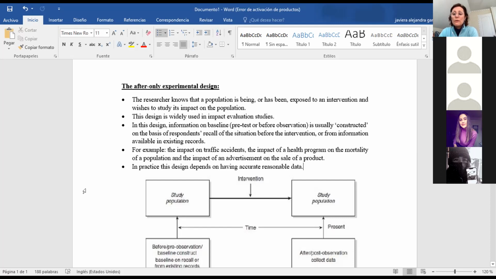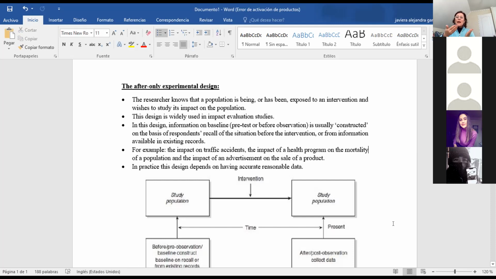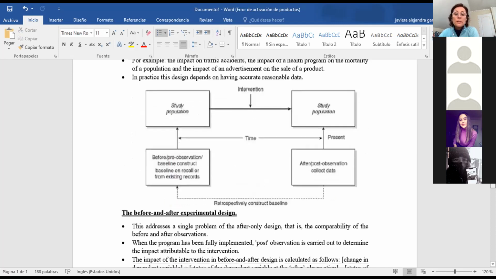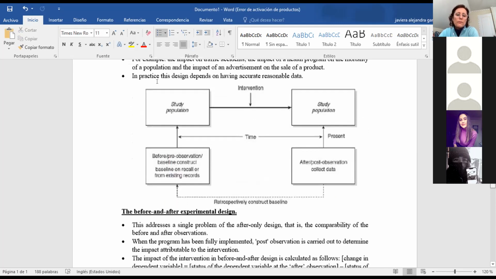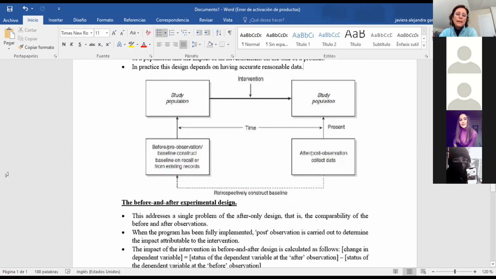Or if I want to evaluate the English program at university, in the college. So I will have your data. For example, if you were the participants, I have your data after you finish, but I might not know your starting point, your pre-test. Okay, excellent. And in practice, this design depends on having reasonable current data, and the analysis you do, and how you build up your baseline.